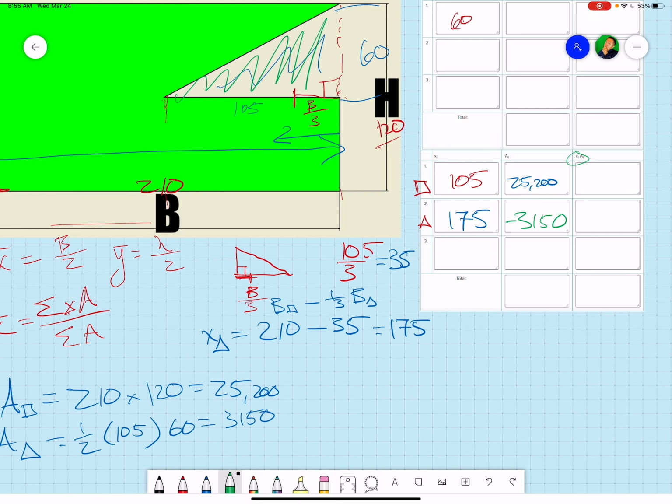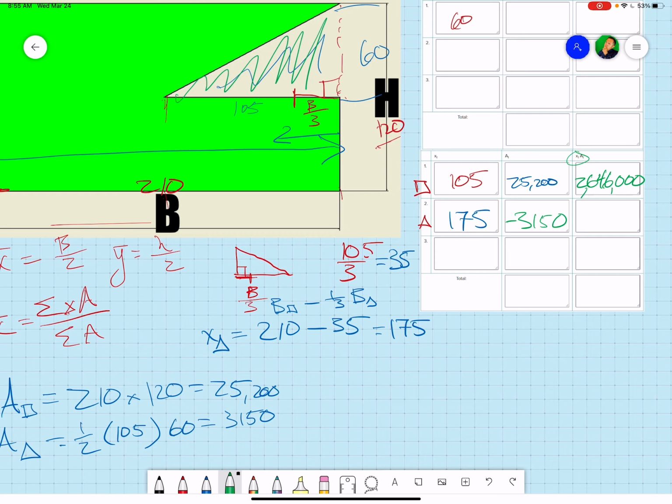So I'm just going to do X times A, 105 times 25,200. And I get a really big number, 2,646,000. Okay, 175 times 3150, but I'm going to make it a negative 3150.